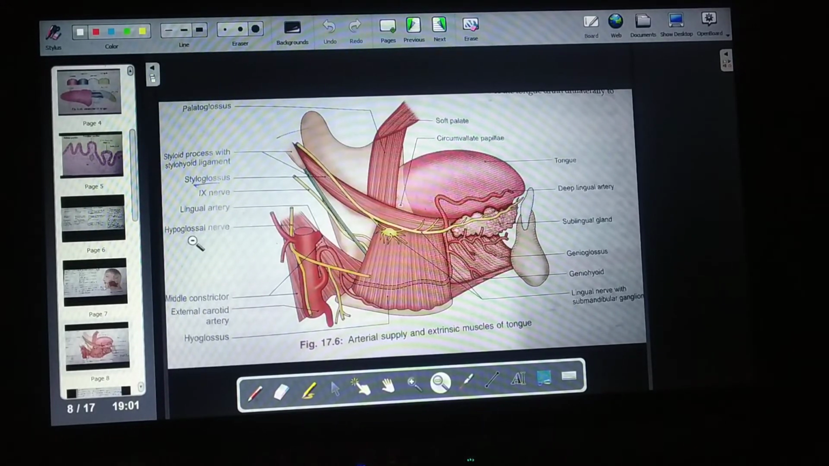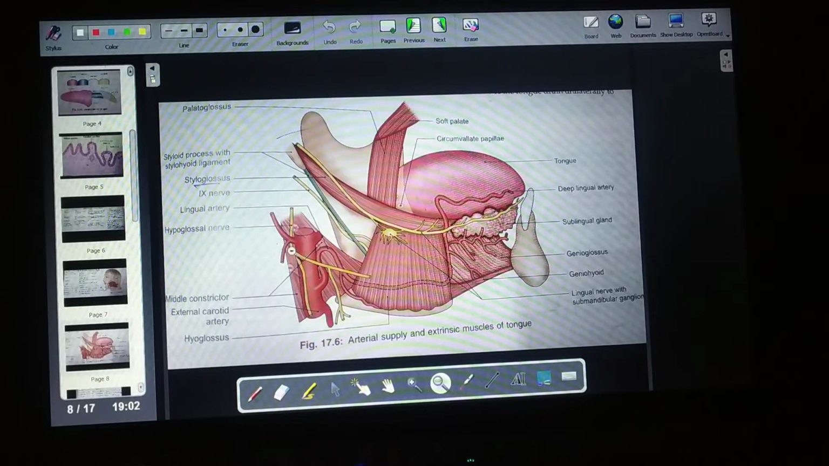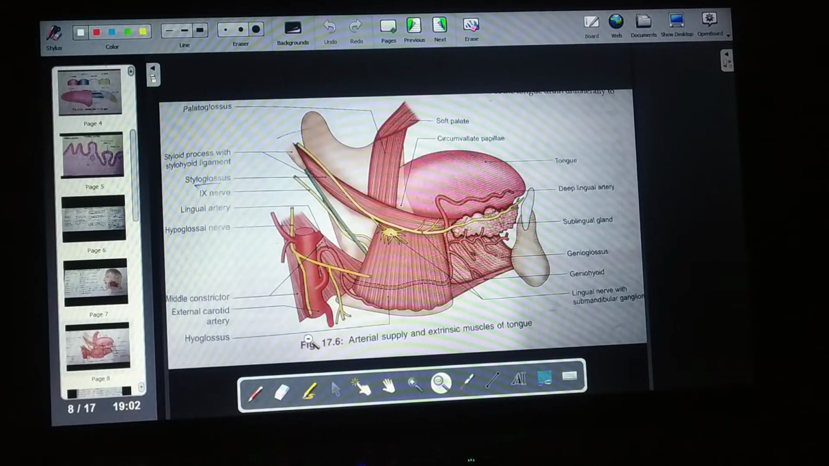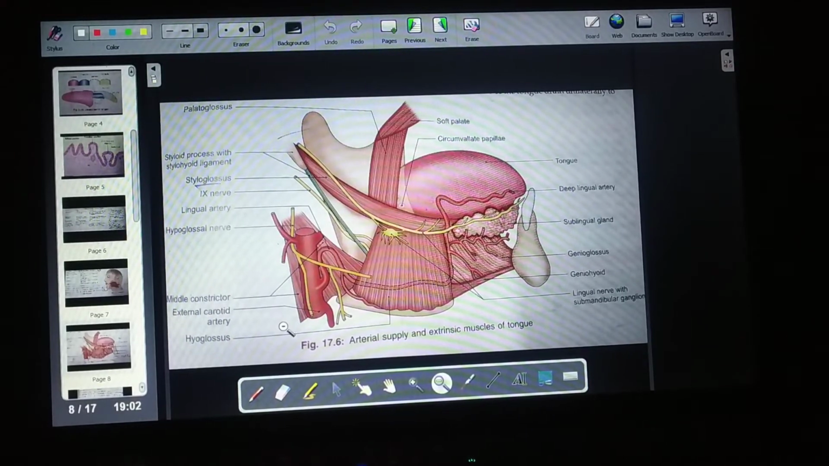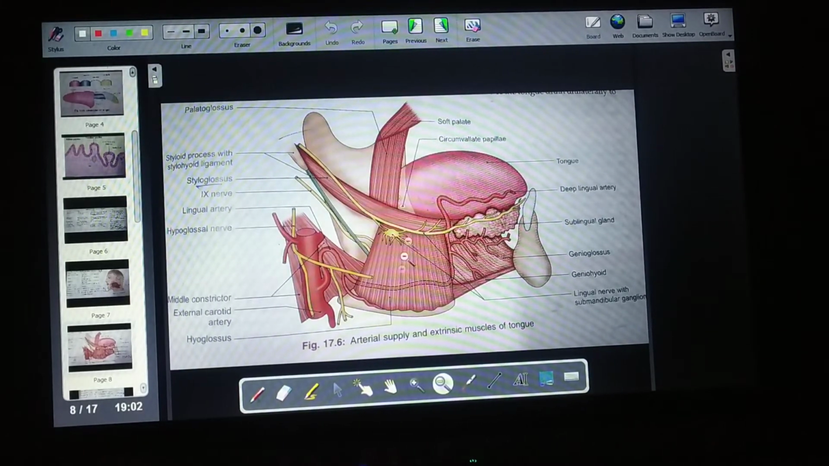Then the hypoglossal nerve. This is the 12th cranial nerve. Then the middle constrictor muscles. The external carotid artery is this one. Then the hyoglossus muscle, an important one.